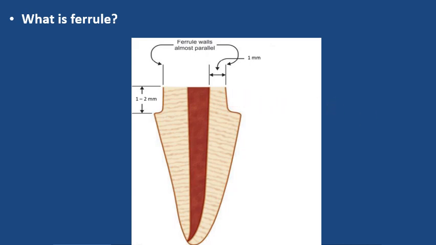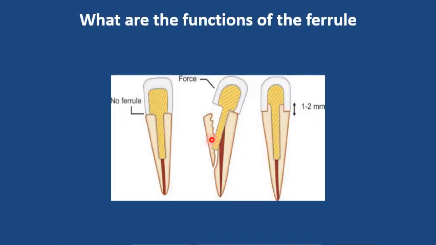Firstly, it increases the fracture resistance of the tooth as it dissipates the lateral force that is concentrated on the cervical area. This is the case when there is no ferrule. There is no dissipating of the lateral force and an increased possibility of fracture.